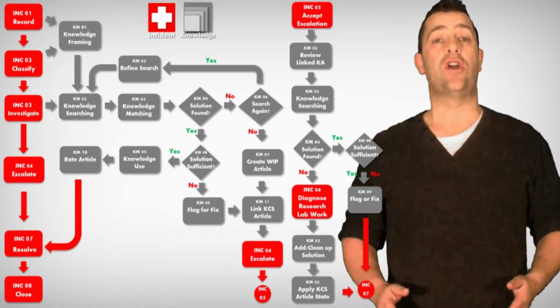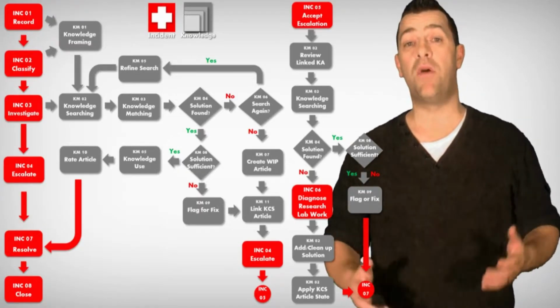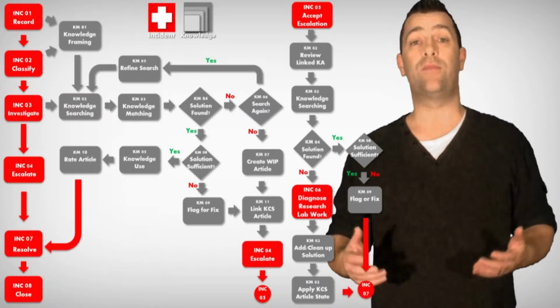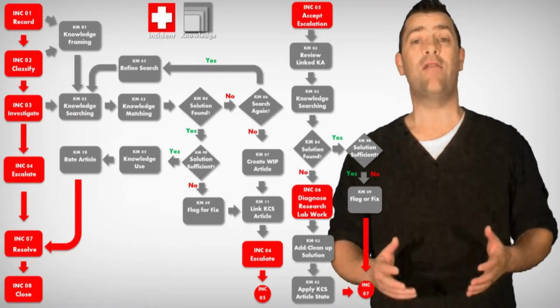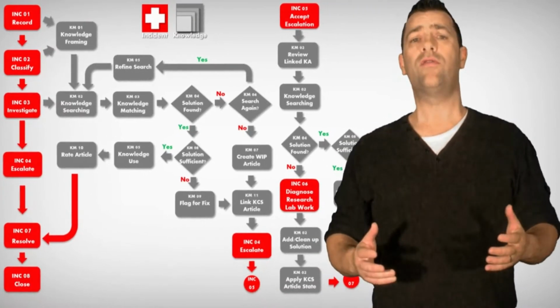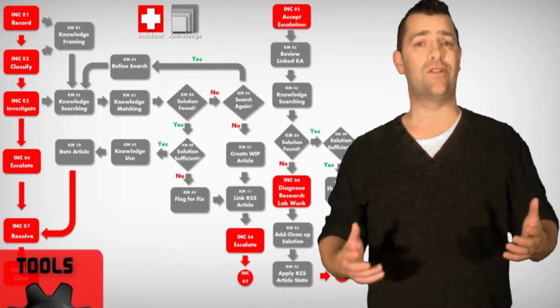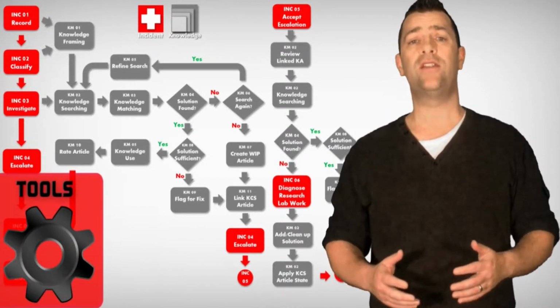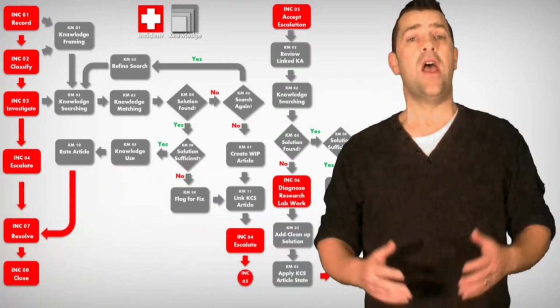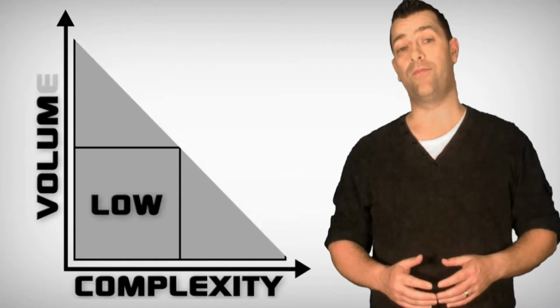This workflow shows how an individual resolution might unfold. Now this workflow is an example. It's a place to start the design. Every organisation will have variations. The workflow designed must consider the tools being used and the nature of the products and the customers being supported. The two key considerations in designing the workflow are complexity and volume.